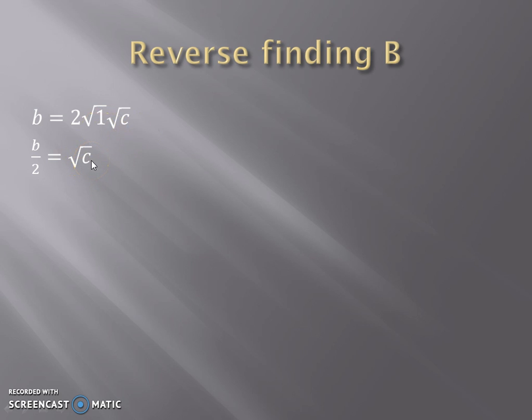But we want to get this to b equals c. So, what do we do here, you may be asking? It's very simple. Since we know this is a square root over here, one second.